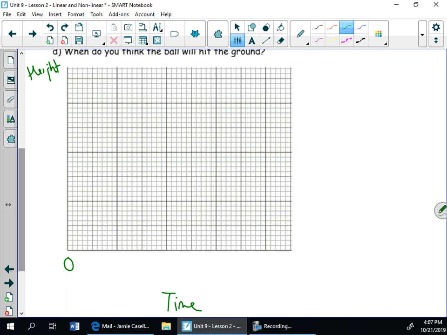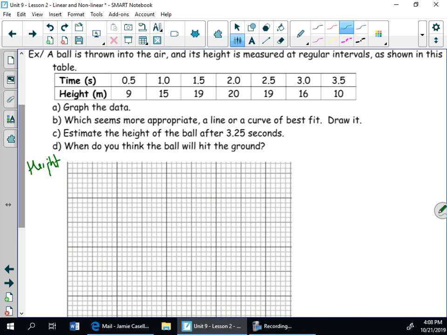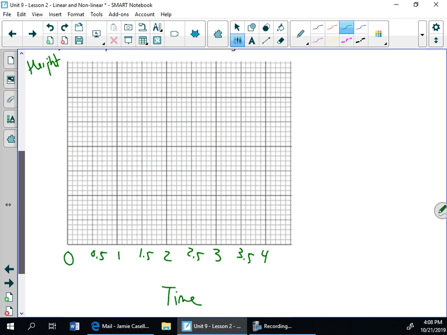If I start at 0, 1, 2, 3, 4, that would make these a 3.5, right? 2.5, 1.5, and 0.5. It's kind of nice. My maximum height, it looks like 20 is the biggest number, and I got to start at 0, so what do we want to go by here? Let's call these 5s, 10s, 15, 20, 25. That should fit pretty nicely.